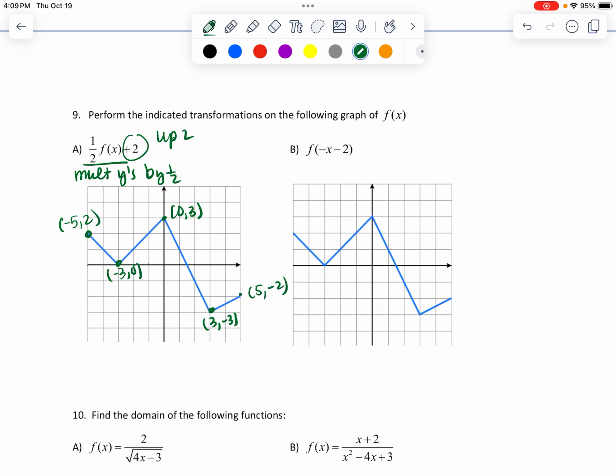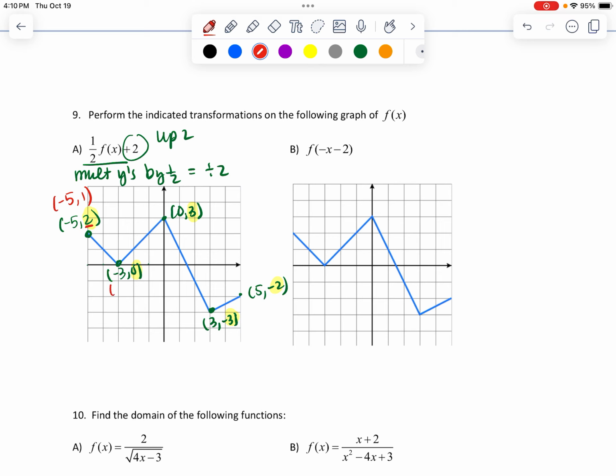Okay, so if I want to multiply all the y's by 1/2, you guys, multiplying by 1/2 is the same as dividing by 2. So I'm going to take all my y values, all of these guys, and I'm just going to cut them in half. So what are my new points going to be? Let's write them in red, okay? So this point is going to become -5, 1. I'm taking this 2 and dividing it by 2.